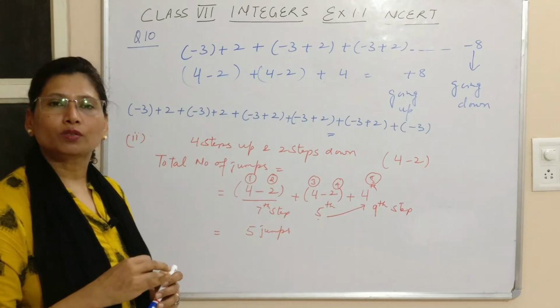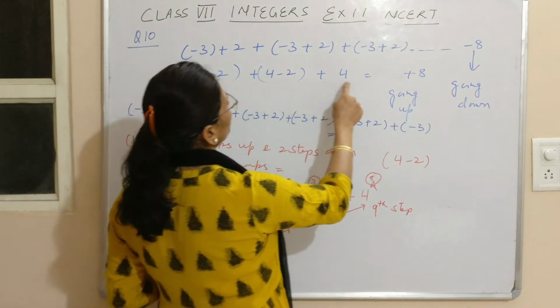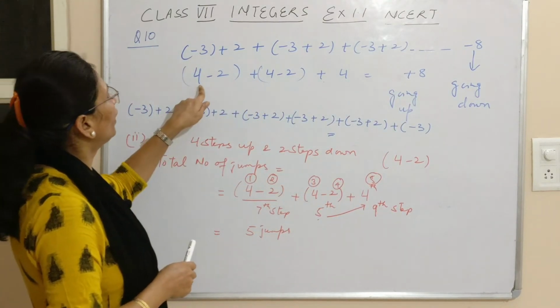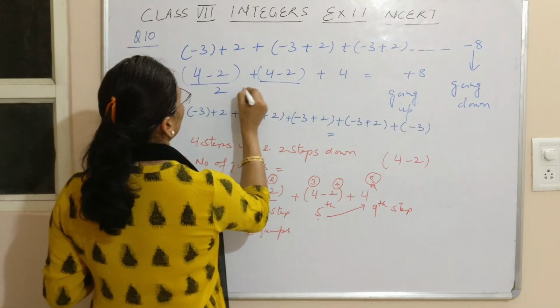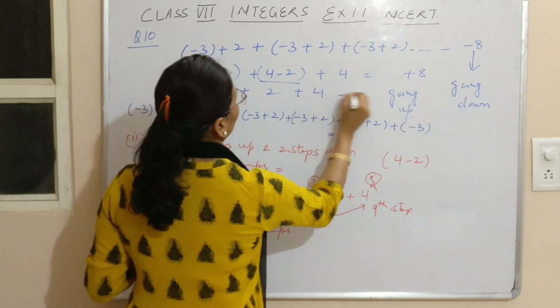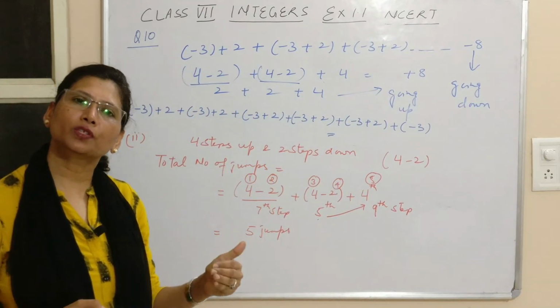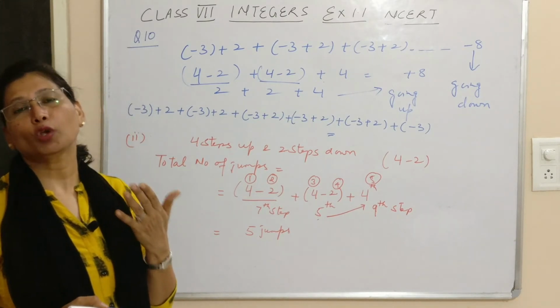Now for the second part, where it is 4 minus 2 plus 4 minus 2 plus 4, what does this represent? If you simplify, 4 minus 2 is 2, this is also 2, and this is 4, which gives us plus 8. That is very simple. If minus 8 represents 8 steps going down, plus 8 represents 8 steps going up.